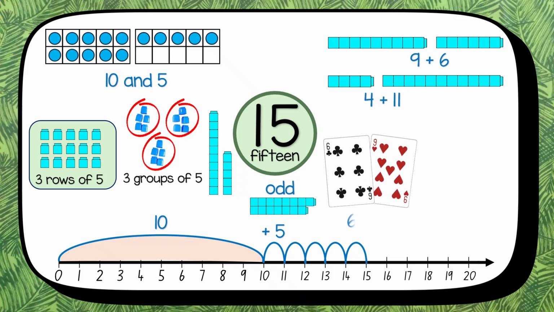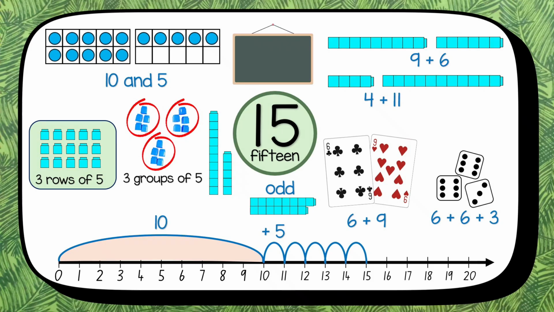These playing cards are showing that 6 and 9 make 15. And these 3 dice show 15 as 6, 6 and 3. And don't forget our 15 tallies, 5, 5 and 5.